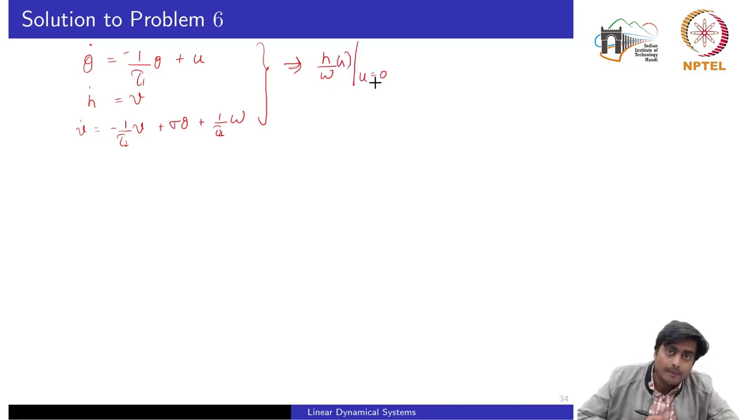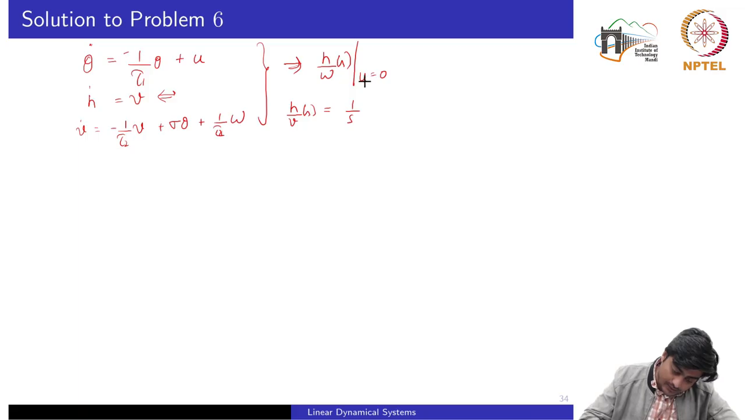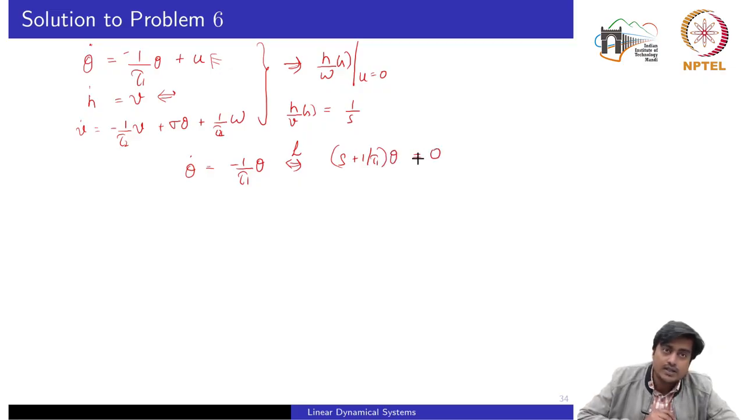is equal to 0. Okay, so if I see this equation, this one is pretty much standard. If you take the Laplace transform both sides, it is nothing but an integrator. So we would have h by v of s is 1 by s. Now when I substitute u is equal to 0 in this equation, I would have theta dot is equal to minus 1 by tau 1 theta, and taking the Laplace transform, I would get s plus 1 by tau 1 theta equals 0, because u is taken as equal to 0.